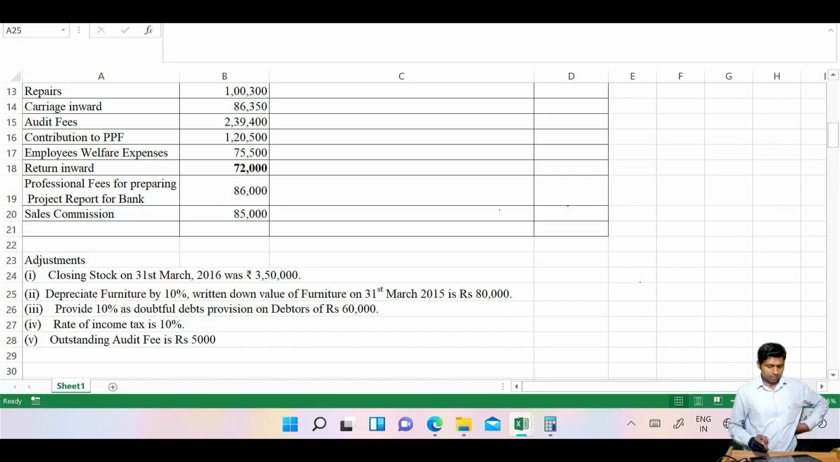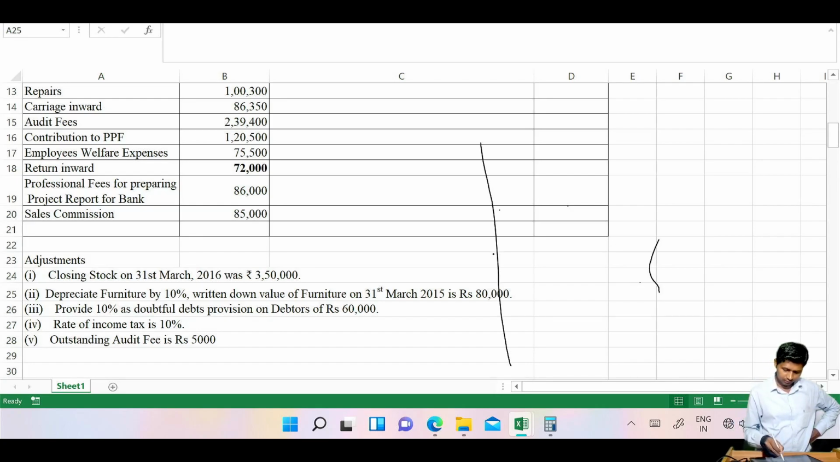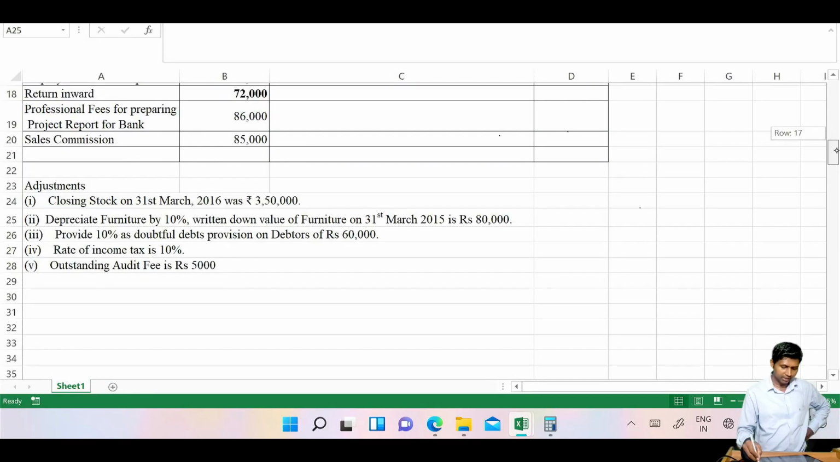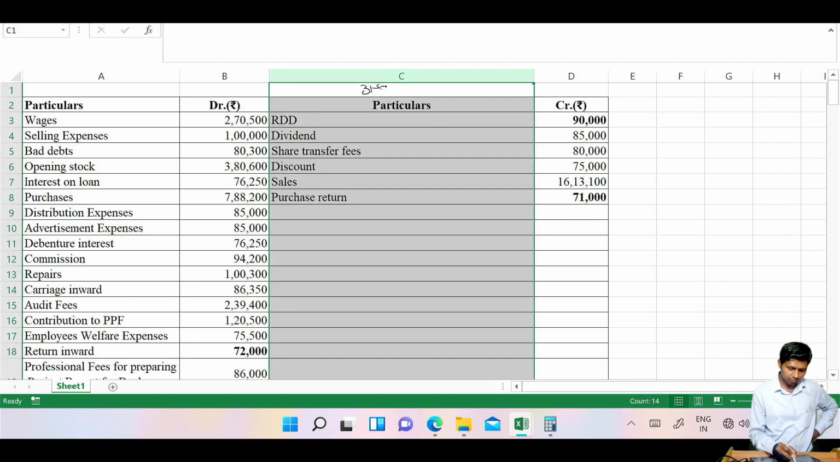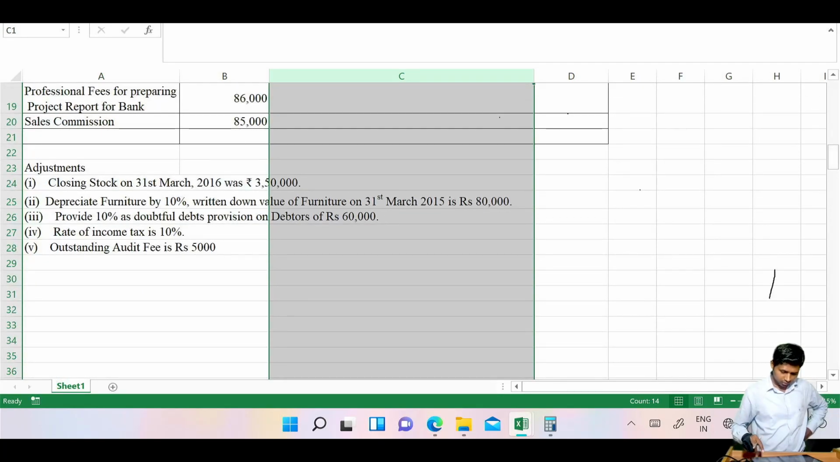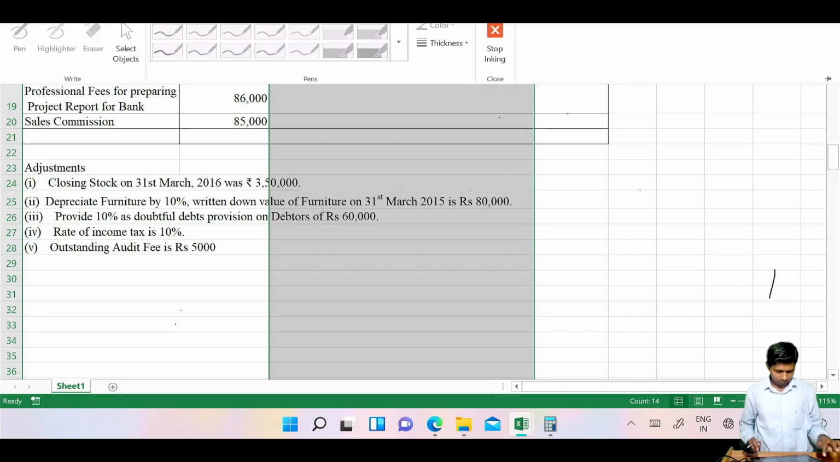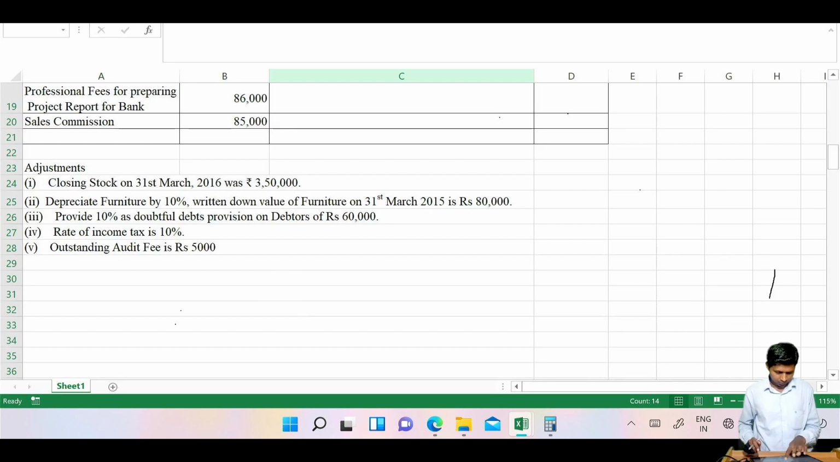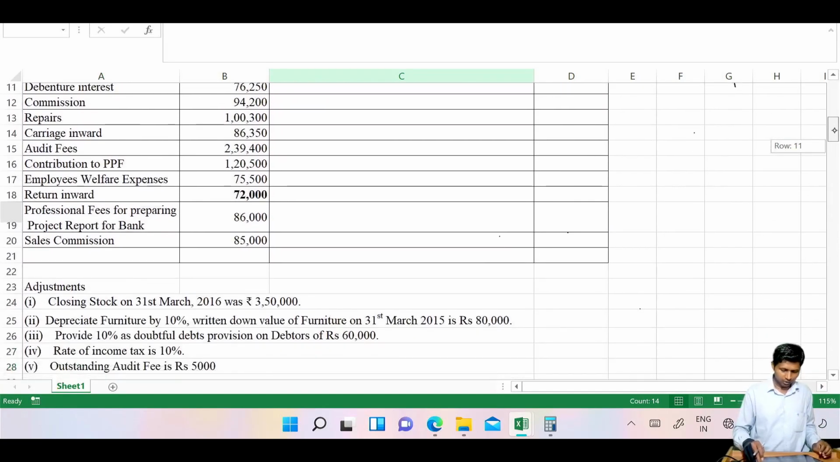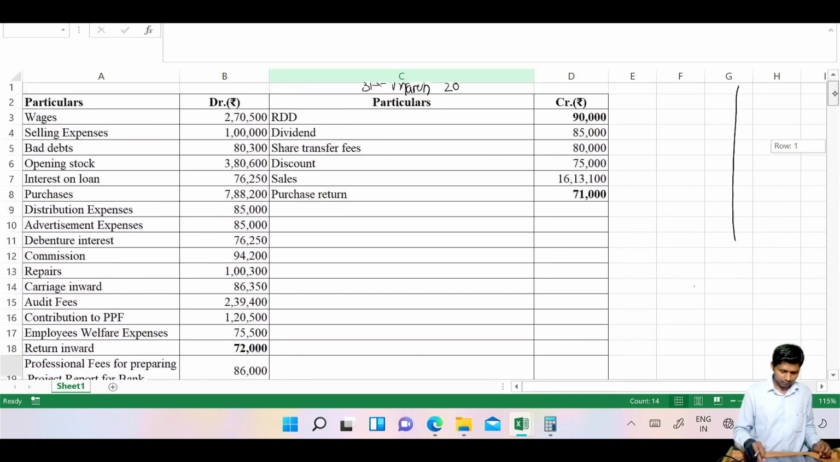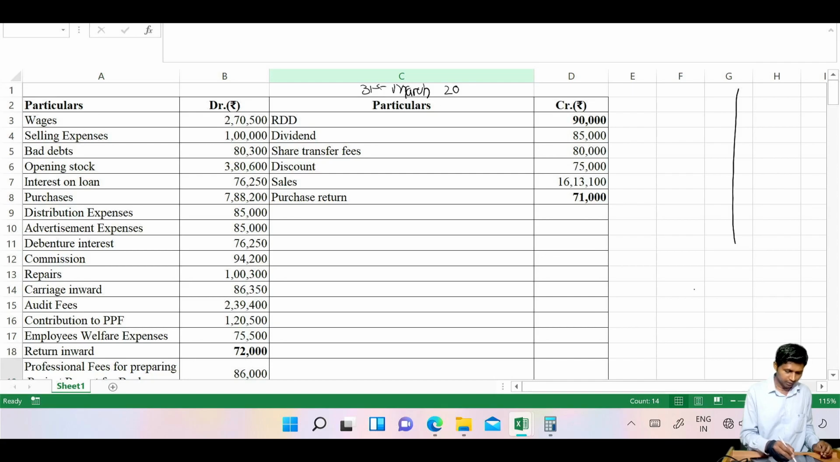okay, let it be. We have a trial balance. Let's check here. The date is not given, but in the exam you will get that date. Suppose we have trial balance as on 31st March 2015. Then what to do if the 31st March 2015 trial balance is given?